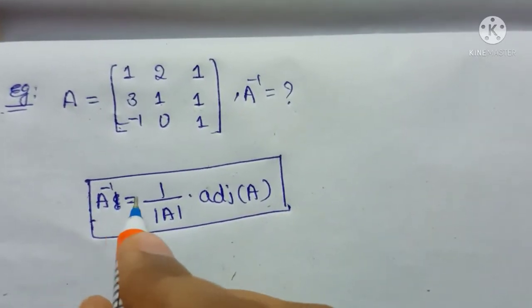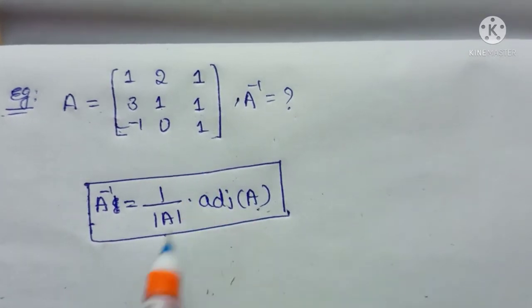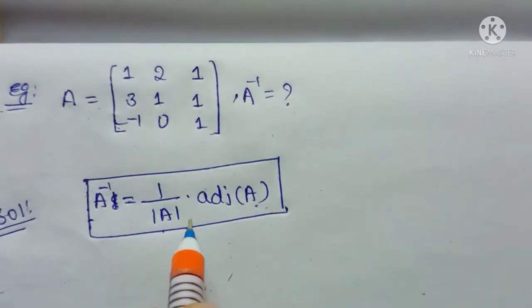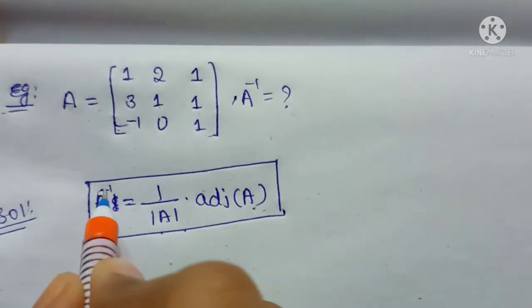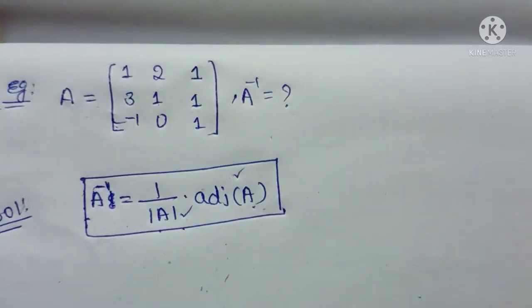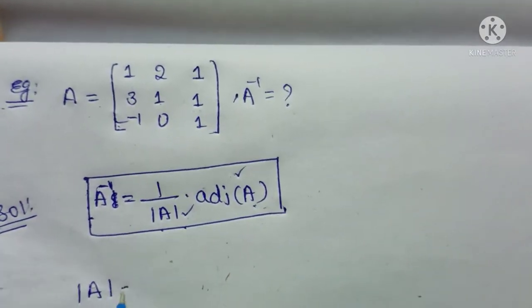A inverse is equal to 1 by det A into adjoint A. Now if you see the formula for finding A inverse, you have to know what det A is and what adjoint A is. First we will find the det A of the matrix.